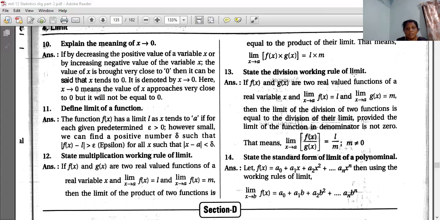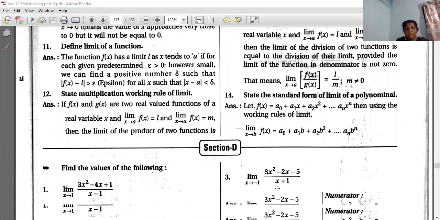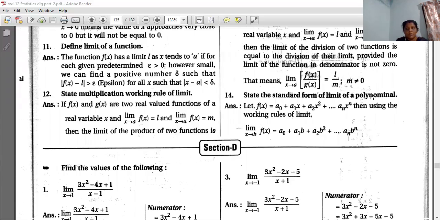State the division working rule of a limit. This is the division method and this is the multiplication method. In the multiplication method, limit x tends to a, f of x into g of x is equal to L into m, and in division, limit x tends to a, f of x upon g of x equal to L upon m, and m is not equal to 0. If m is equal to 0, then the whole term will not be defined. Okay. Now next is: state the standard form of the limit of a polynomial.